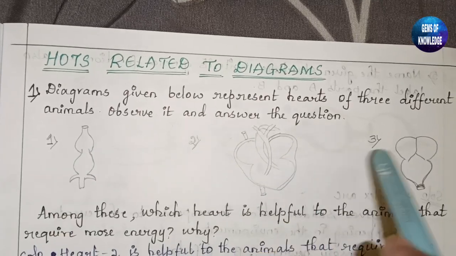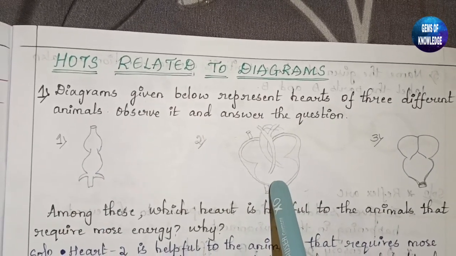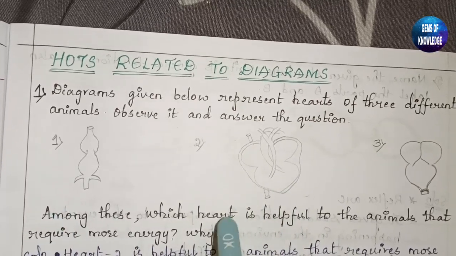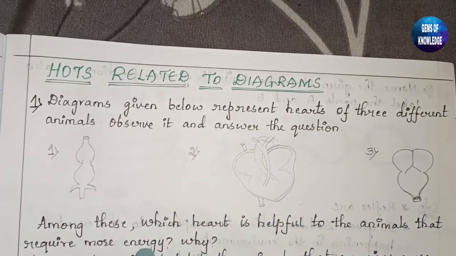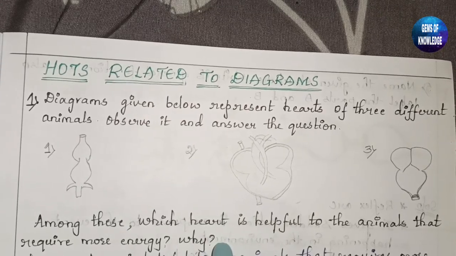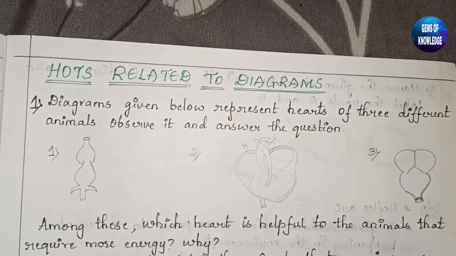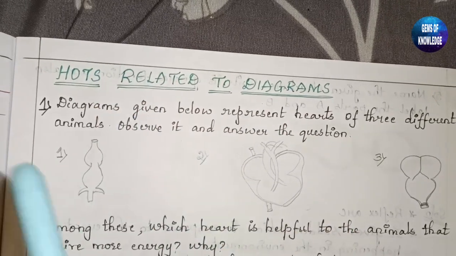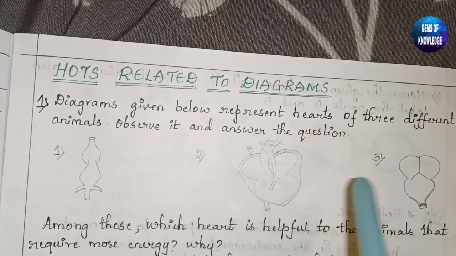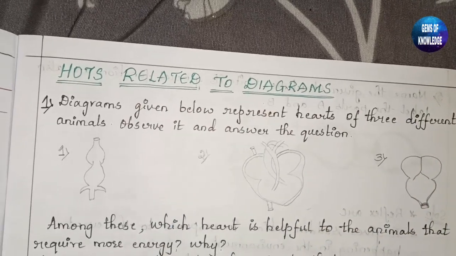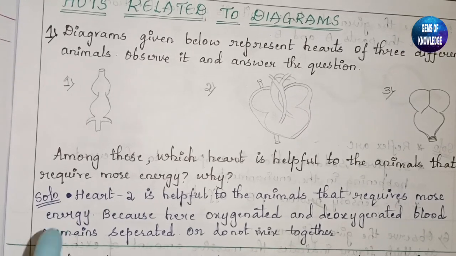You have observed one is a two chambered heart, one is a three chambered heart, and another is a four chambered heart. Among these, which heart is helpful to the animal that requires more energy, and why, they have asked. So among these three hearts, which heart is for the animal using more energy in its life processes? You have to mention that type of heart, and also give the reason why it is helpful for those animals. Here is the answer.